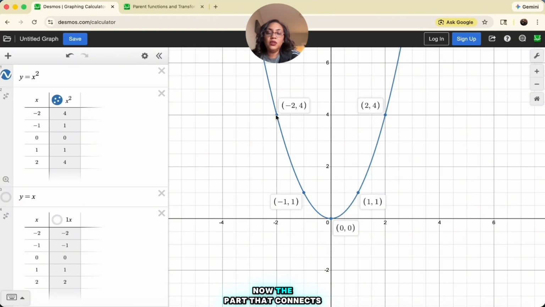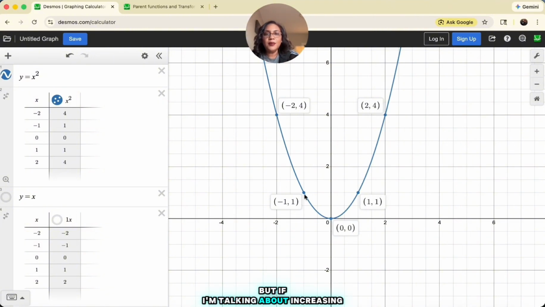Now, the part that connects to an advanced course would be how we describe the function. So what is happening on the left side? Remember, we read from left to right, even though my hand is probably going the other direction in the video, but we read from left to right. So what is happening on the left side compared to the right side? Well, the function looks like a U, but it's growing. It's going to grow forever and ever and ever. All right, so that's one thing.